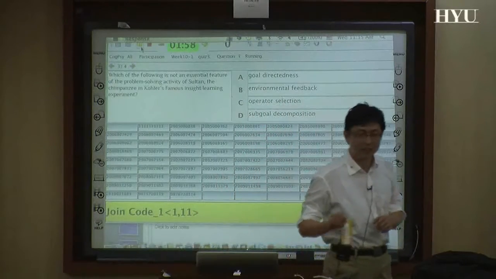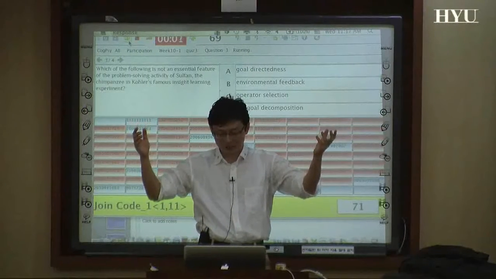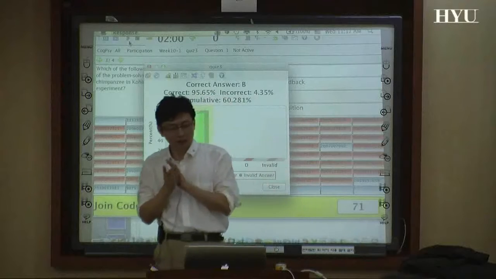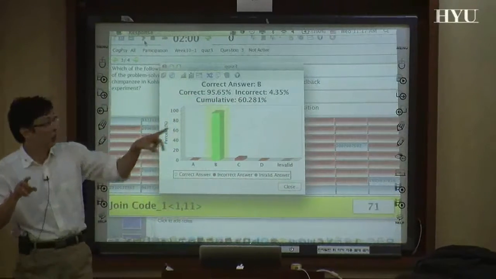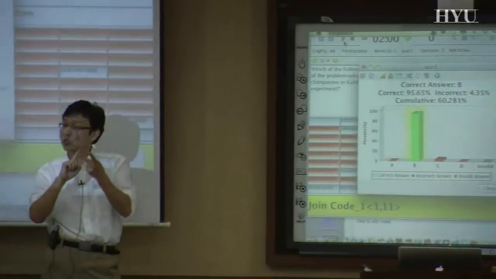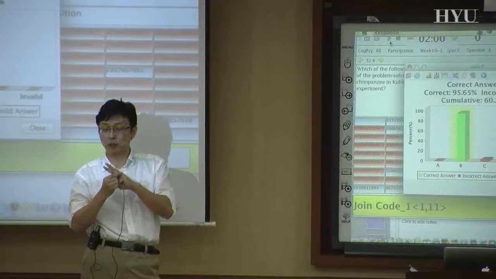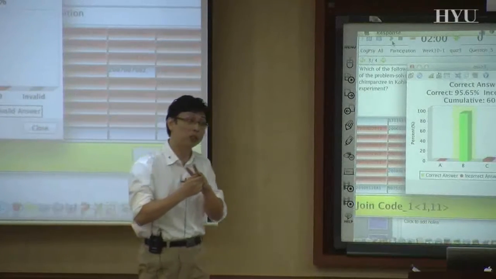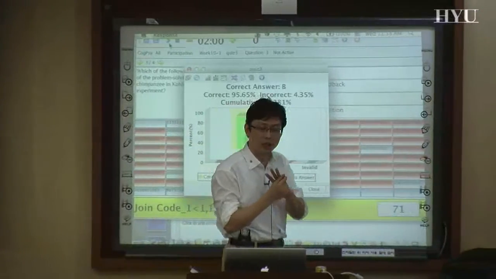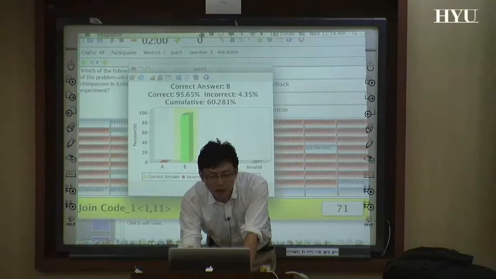The answer is what? B. Yeah, it is B. Ooh, 95%. Very good. When I used the blackboard, I used the goal, sub-goal decomposition, and operator selection. That is the basic principle of Herbert Simon and Alan Newell's GOMS: goal, operator, method, selection rule. Okay, very good. You remember some part of it.